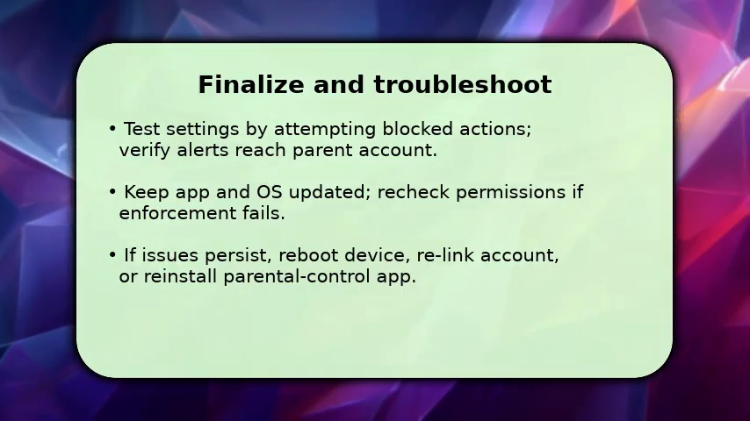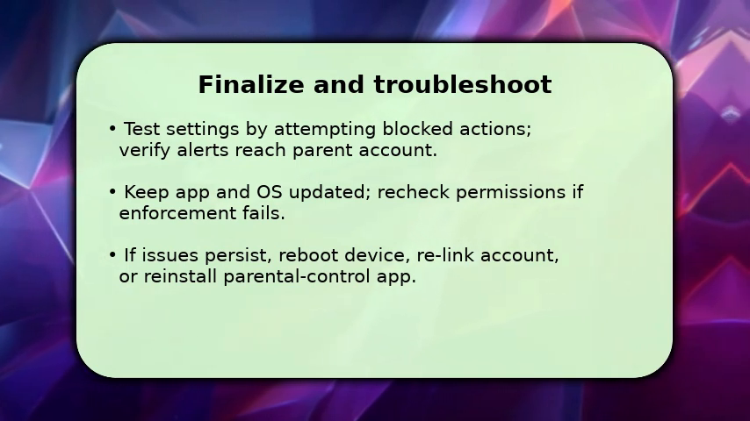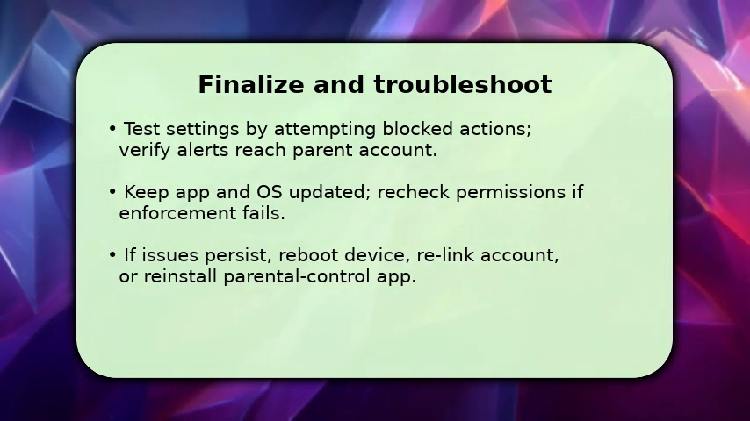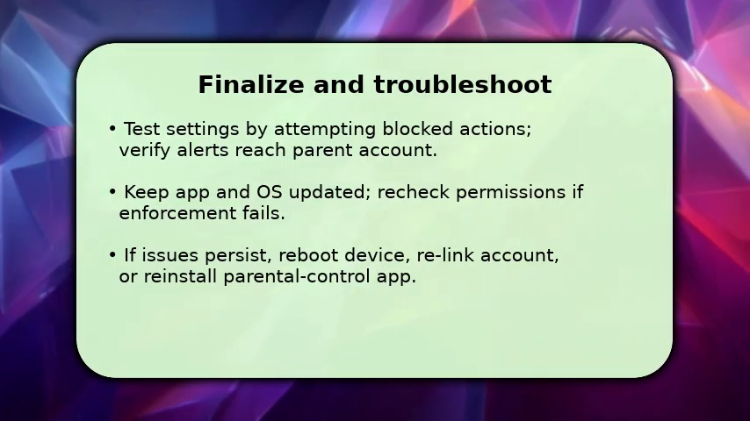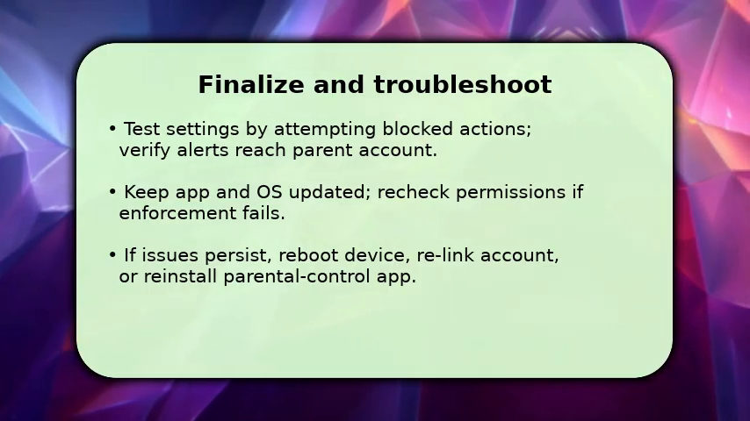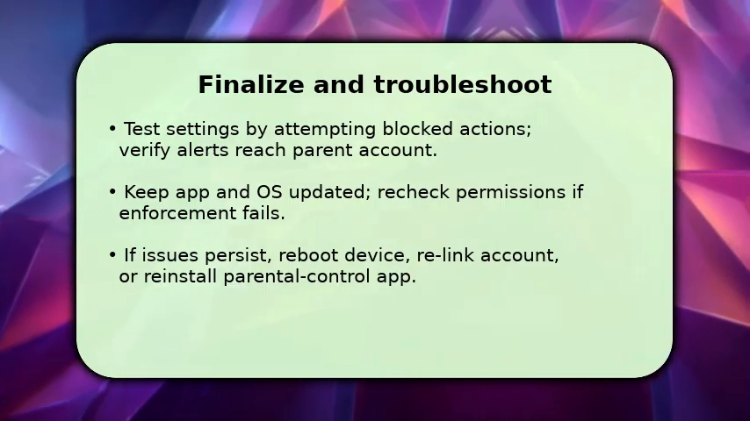Finish by testing your rules. Try a blocked site or app and confirm the restriction triggers and that you receive the notification. Once done, make sure the parental control app and device OS are updated and recheck app permissions so the manager can enforce limits. If enforcement fails, reboot the device, relink the parent account, or reinstall the control app. These steps usually fix sync issues.